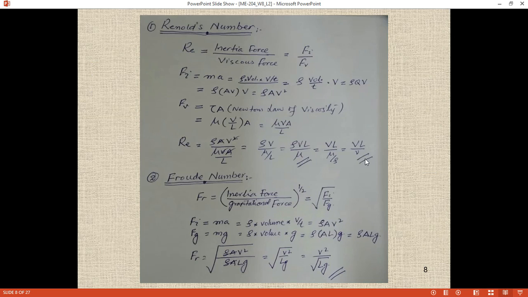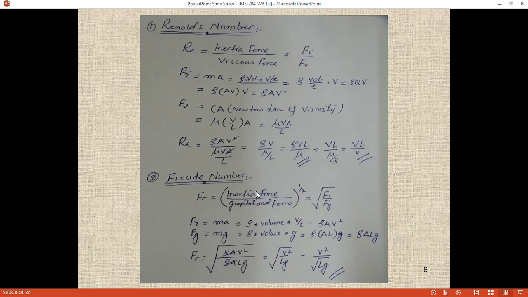We can also write VL over mu, where mu is the dynamic viscosity, and this nu is the kinematic viscosity. So we can write the Reynolds number in the form of dynamic viscosity and also in the form of kinematic viscosity.